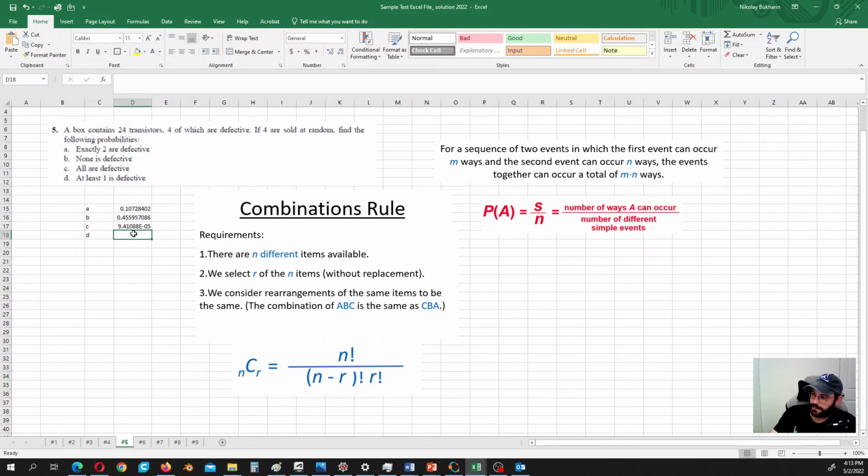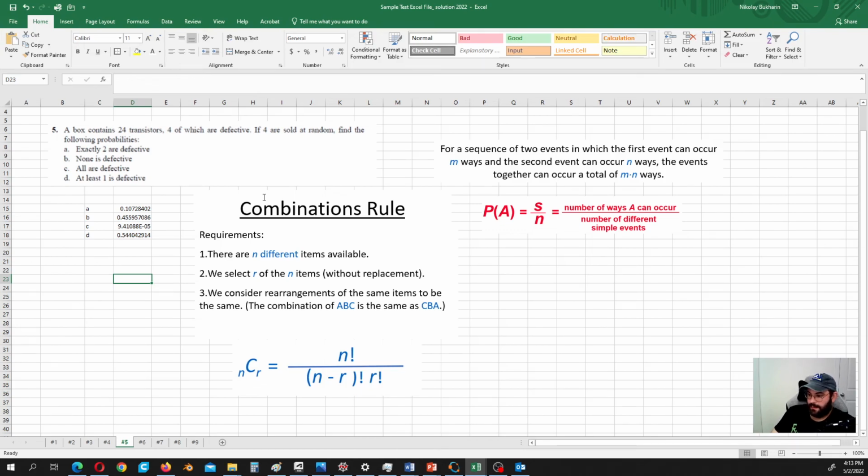Okay, and the last one. At least one is defective. We are going to use complement. That's 1 minus none is defective, which is B. Okay, and that's it.